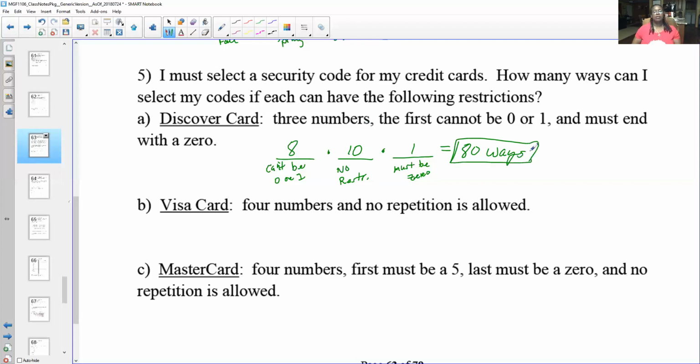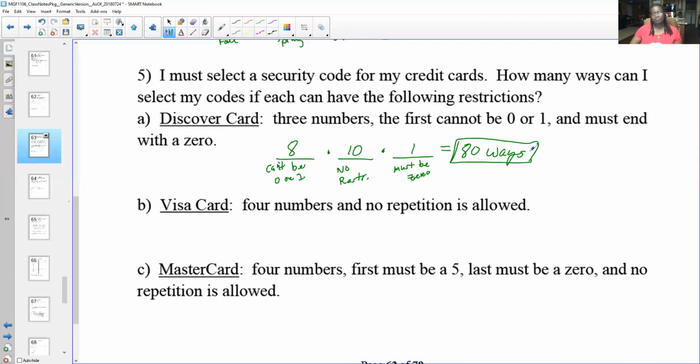All right. Try the next one. This would be good to pause, okay? And then see if you can work it out for your Visa card. You have 4 numbers and no repetition is allowed. Think about it, no repetition. See if you can work it out. And then push play when you're ready to come back.